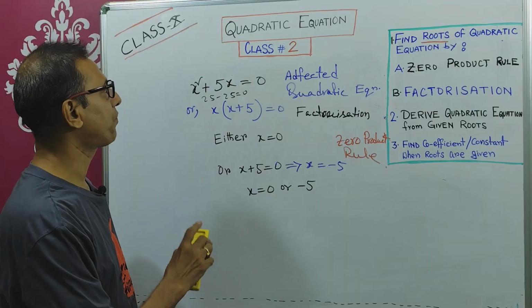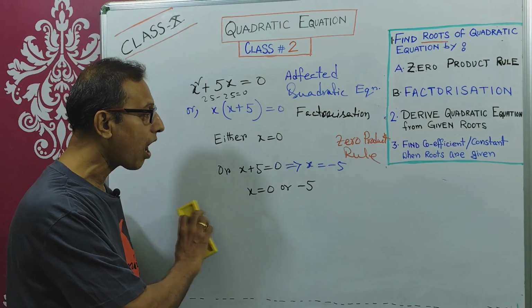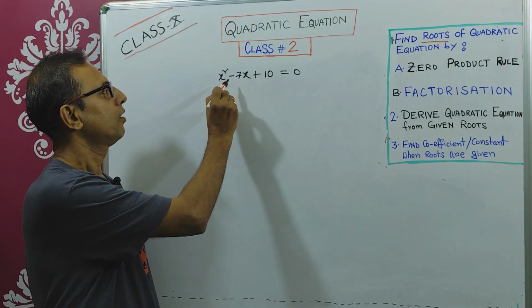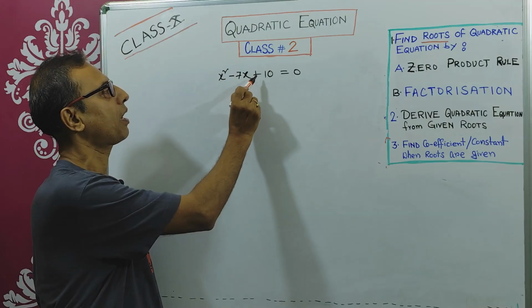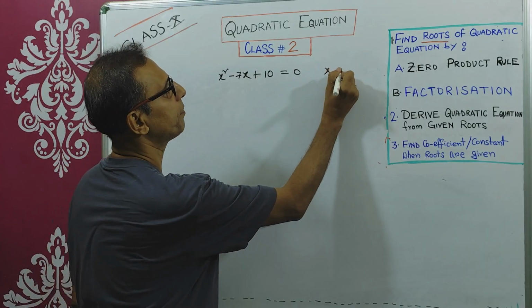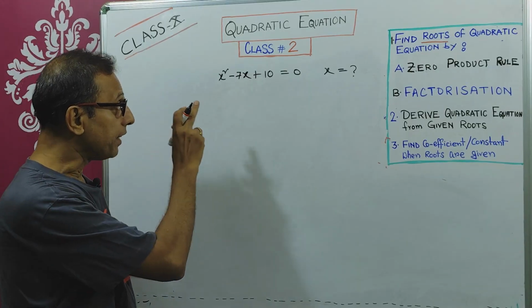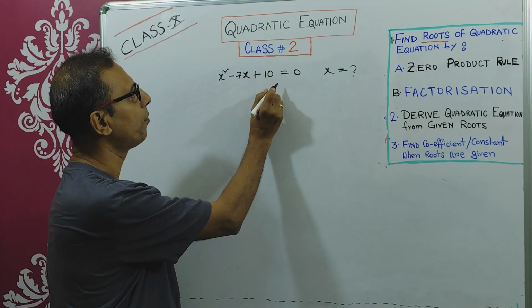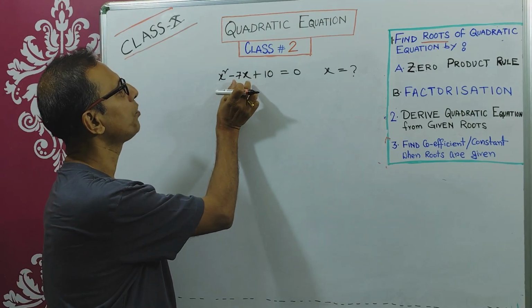Now I will give one example with the standard form of a quadratic equation and how you will apply factorization and the zero product rule there. Let's say one more example, but it is in standard form. x square minus 7x plus 10 equals to 0. From this quadratic equation, you need to find the roots. That means what is the value of x? x is the variable. In this kind of quadratic equation, where it is in standard form, before the factorization part, you need to break this part.